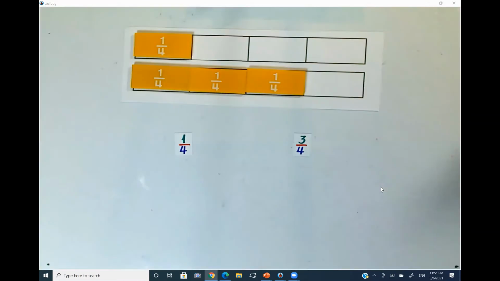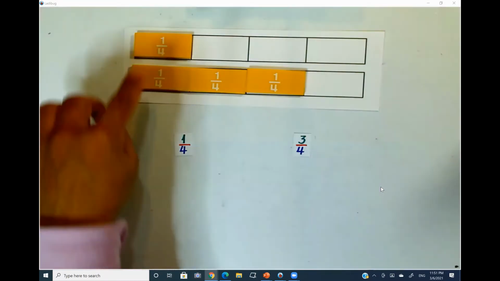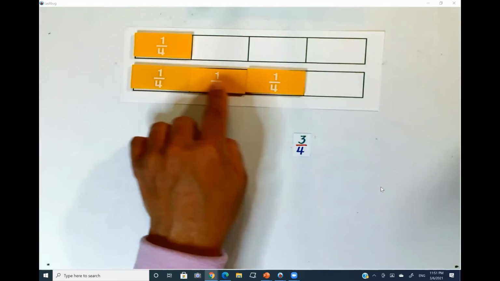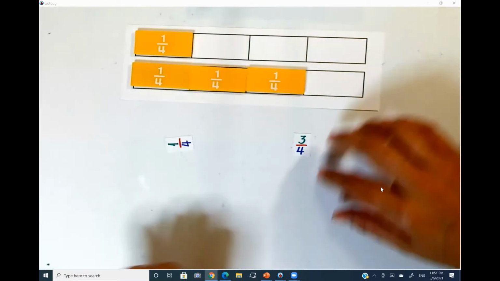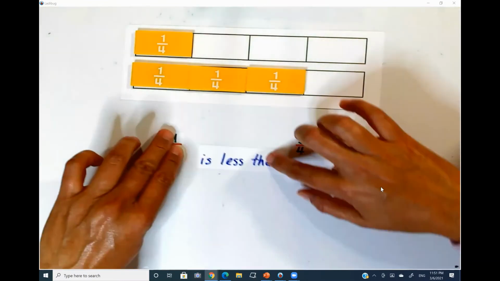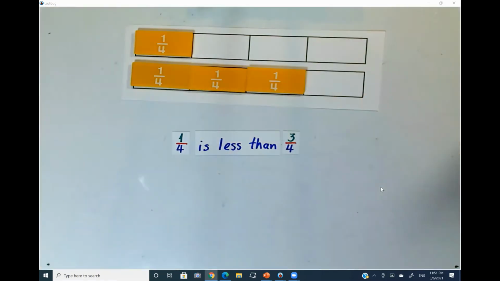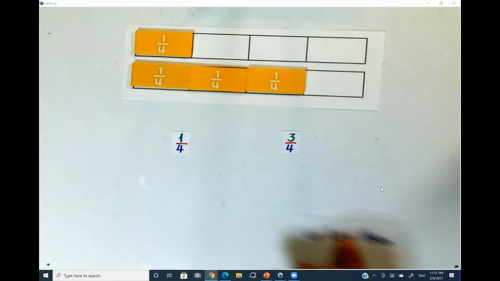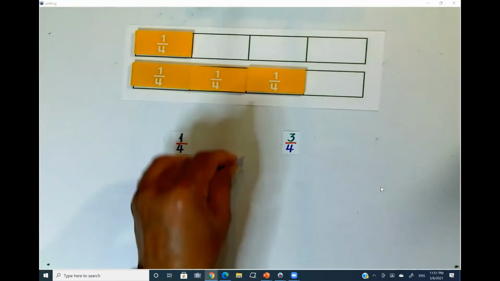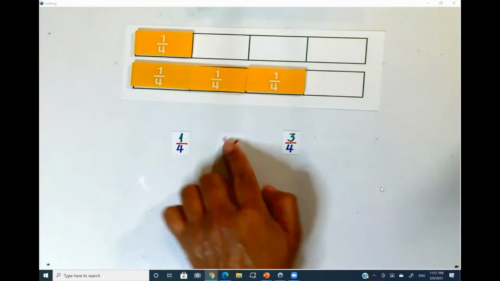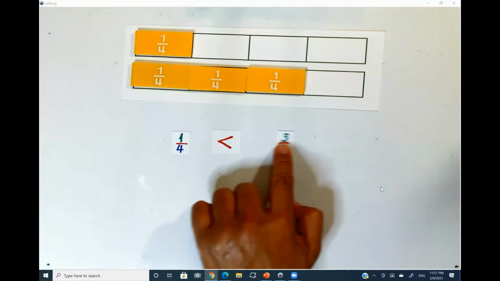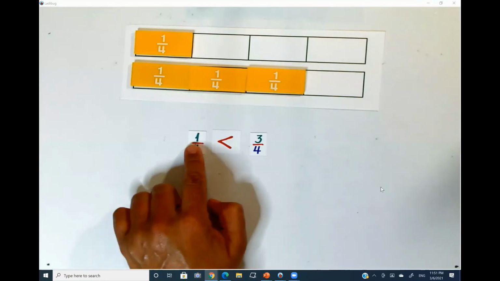Now we can tell that 1/4 is less than 3/4. So let's write the sentence here. 1/4 is less than 3/4. Now we can represent it the same using the symbol. 1/4 is less than 3/4.